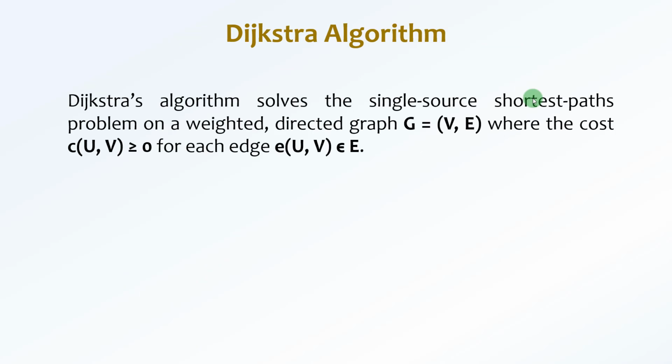We are going to use Dijkstra's algorithm to solve the single source shortest path problem. Here we are going to use a weighted directed graph. We may also use an undirected graph, and the graph should not have any edge E(u,v) with cost less than 0. That means all the edges in the graph should have cost greater than 0. So we are not considering any negative weighted edge in Dijkstra's algorithm.